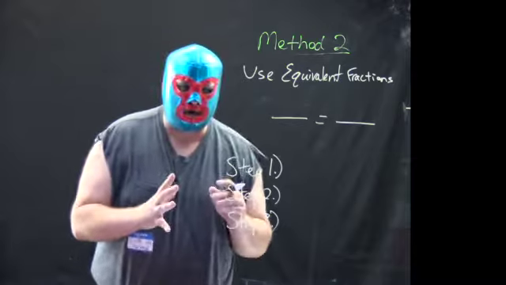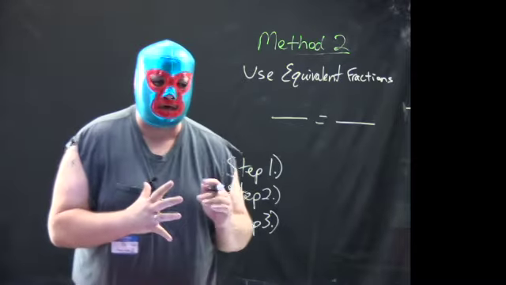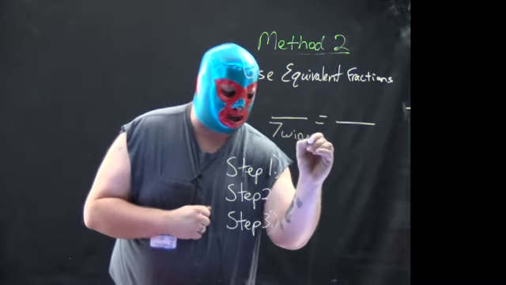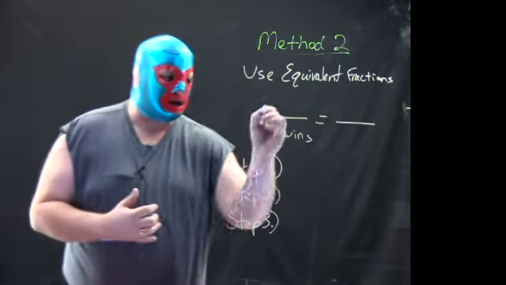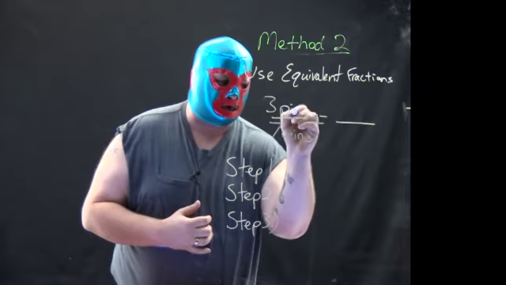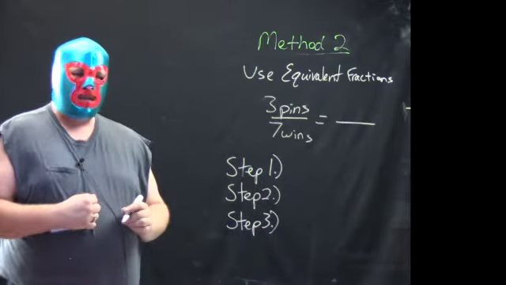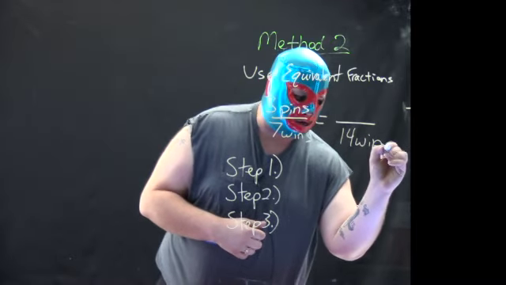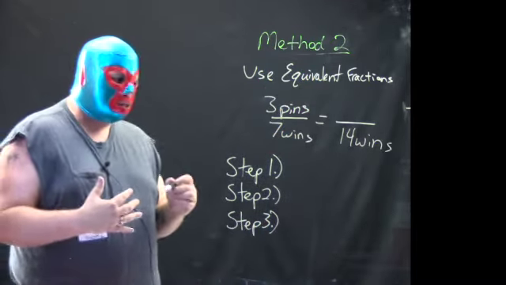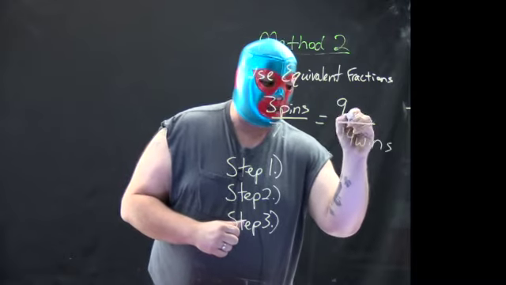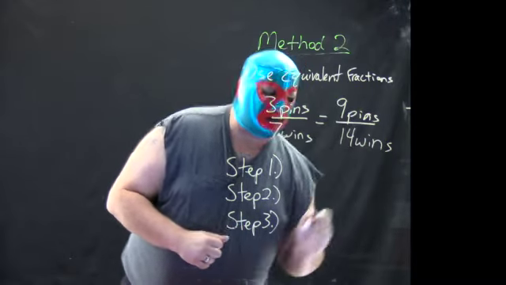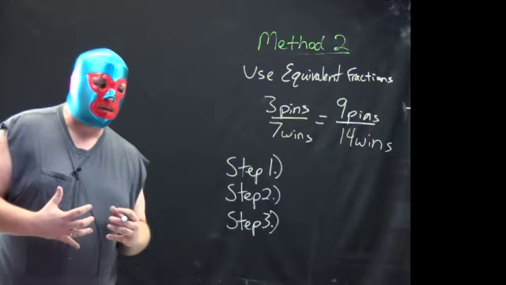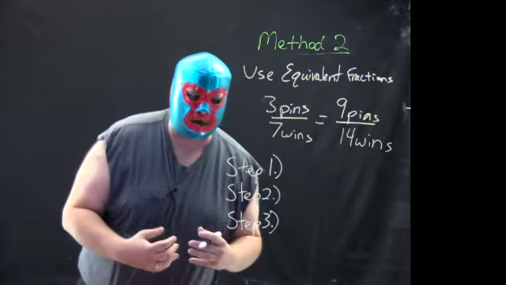So our example for using equivalent fractions. I have 7 wins. I win all my matches, but out of those 7 wins, I had 3 pinfall victories, or 3 pins. My next round of matches, I had 14 wins. No losses, just wins. 14 wins and 9 pins. So we need to figure out if my ratio of pins to wins was the same, or was equivalent.